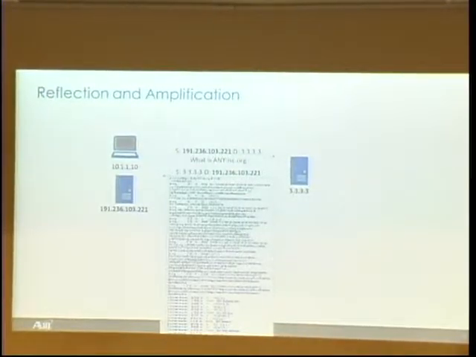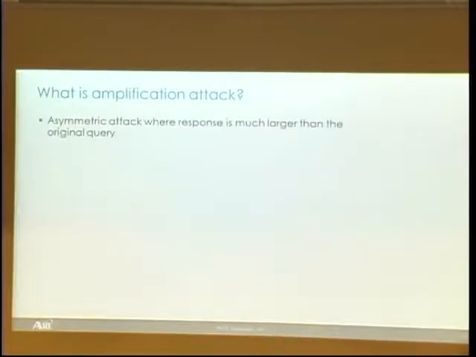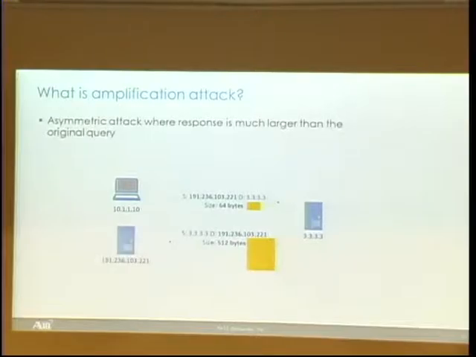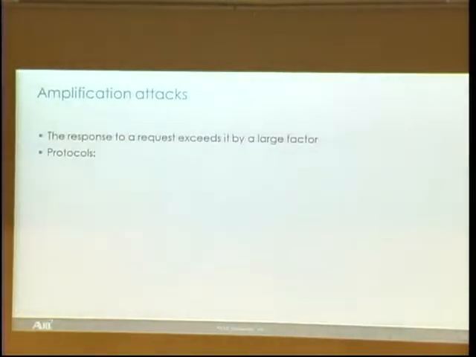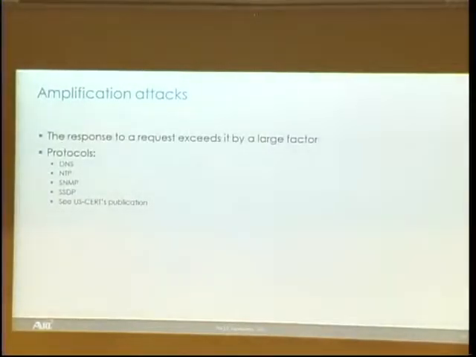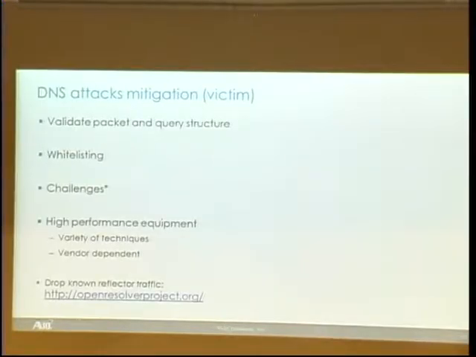And what you just saw is also amplification. So I have reflection and amplification. In other words, the amplification part is I send a small piece of information to somebody, and then I get much more. And this is where those amplification ratios are important in the table that I showed you from US-CERT. You can have amplification up to 500 times. Which protocols are susceptible to that? DNS, NTP, SSDP, SNMP, and another watch list.